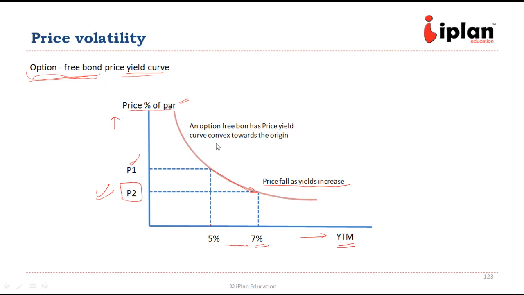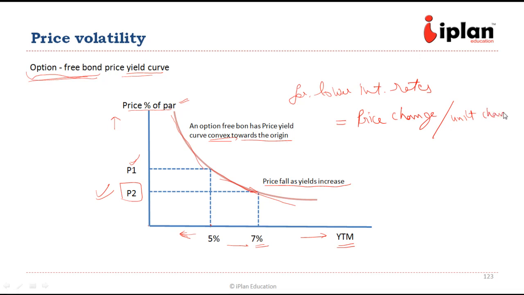And if we look at the shape of this curve, it is convex towards the origin. That says the slope is not constant. So as we move towards the origin, as the interest rate falls, the slope of the curve rises. Or in other words, we can say for per unit change in interest rate, the change in price becomes higher as we are closer to origin. So we can write it down here. For lower interest rates, price change per unit change in interest rate is higher.